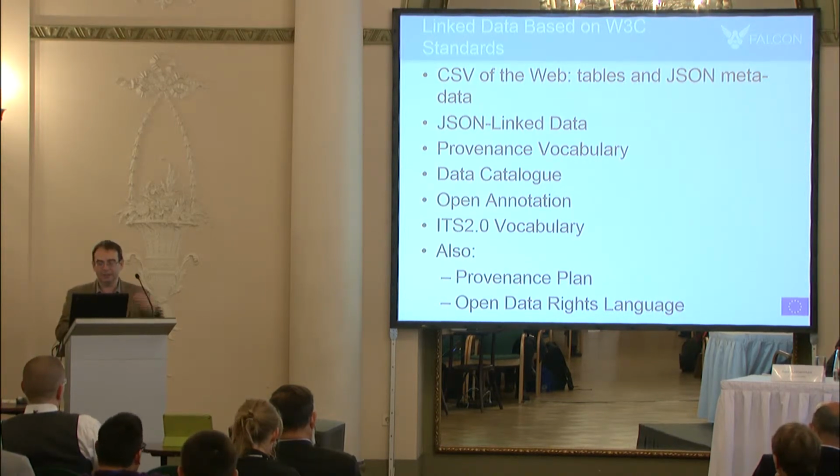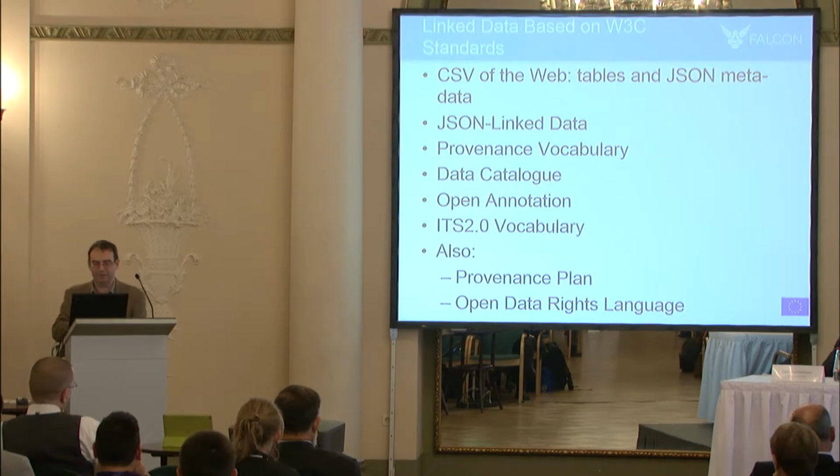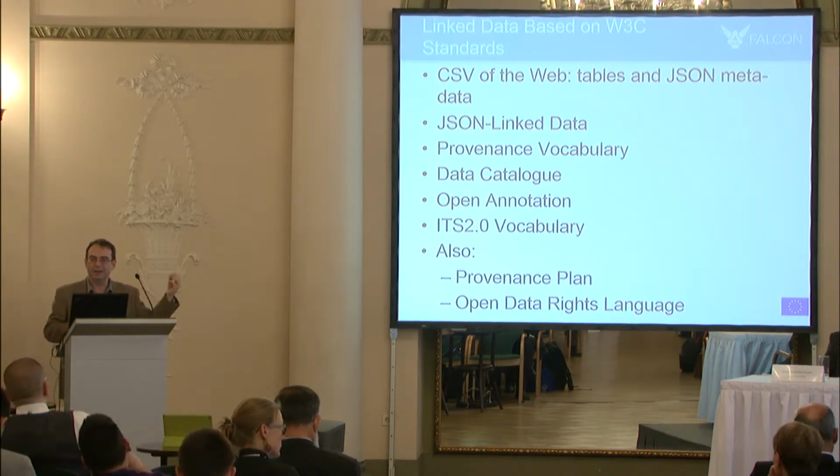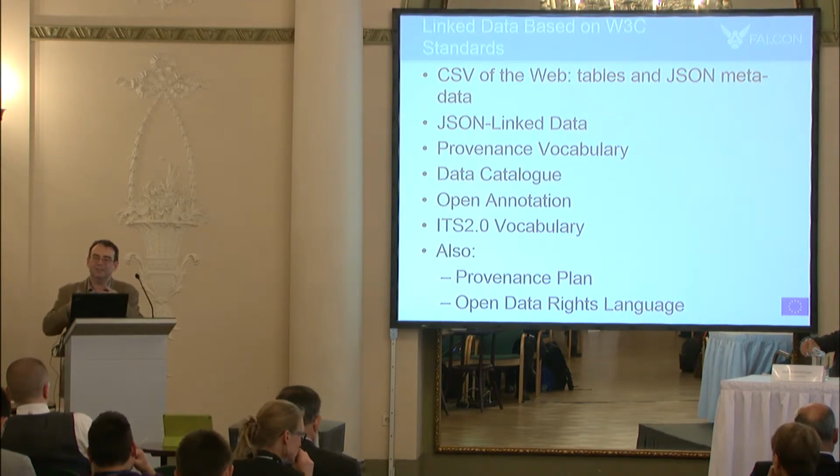So we're using an emerging standard called CSV on the Web that allows us to use good old-fashioned tables and JSON, which nearly every sort of developer seems to understand very well. A few other W3C standards: JSON-LD for linked data, the provenance vocabulary, and the data catalog vocabulary that Asun mentioned, open annotation, some ITS 2.0 data categories, and a few other ones that aren't in the W3C standards track that are being worked on actively.